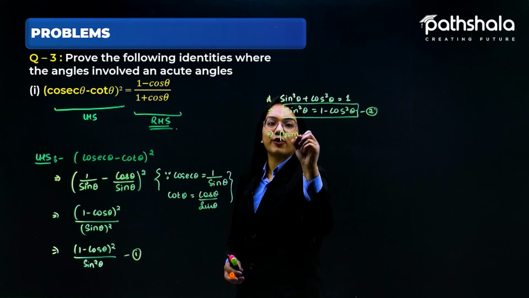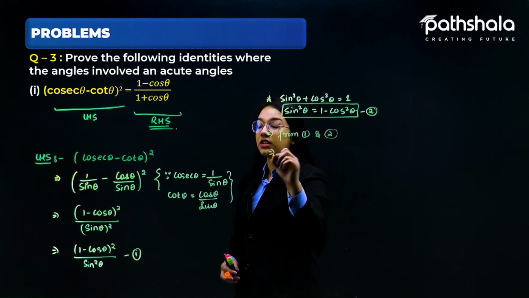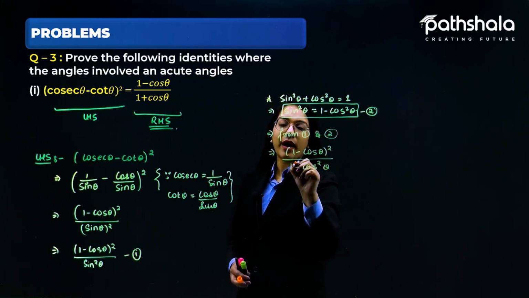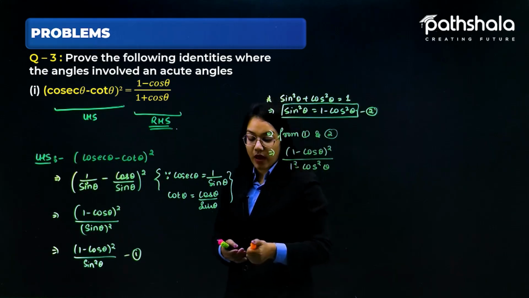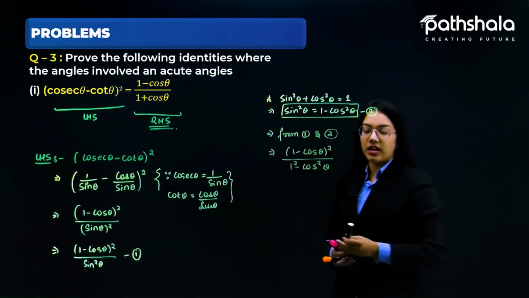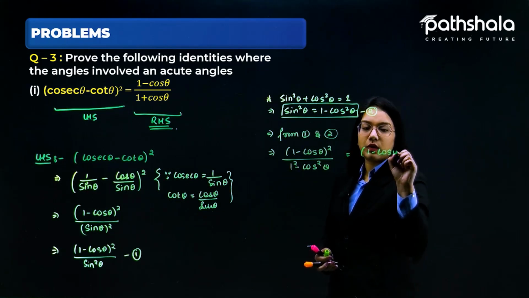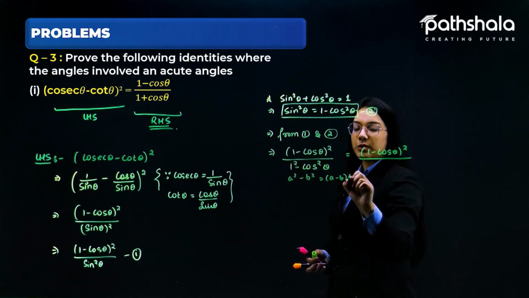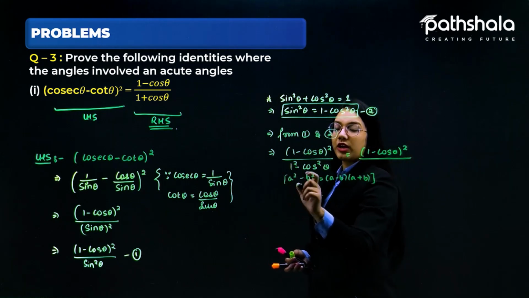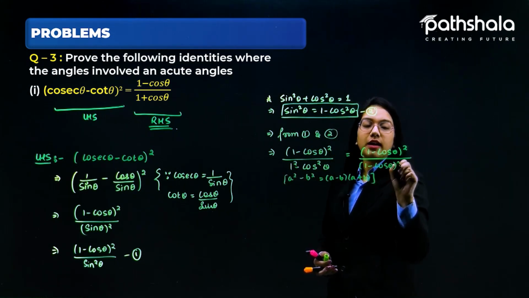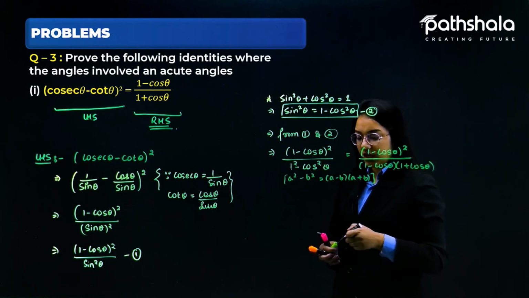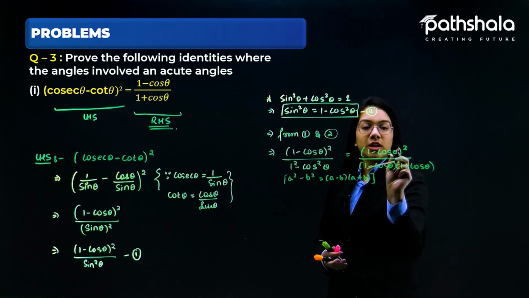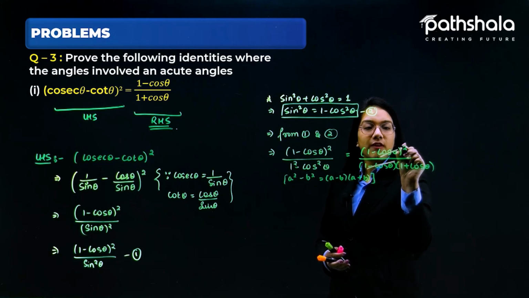From 1 and 2, we can write this as (1 minus cos theta) whole square divided by 1 minus cos square theta. Now again you can see we can write 1 as 1 square, and we can use the algebraic identity in the denominator, a square minus b square, which is equal to (a minus b) into (a plus b). So using this, we can write 1 minus cos square theta as (1 minus cos theta) into (1 plus cos theta). Now you can see that in the numerator and in the denominator we have 1 minus cos theta. If I cancel this 1 minus cos theta with 1 minus cos theta, only the value 1 will remain.